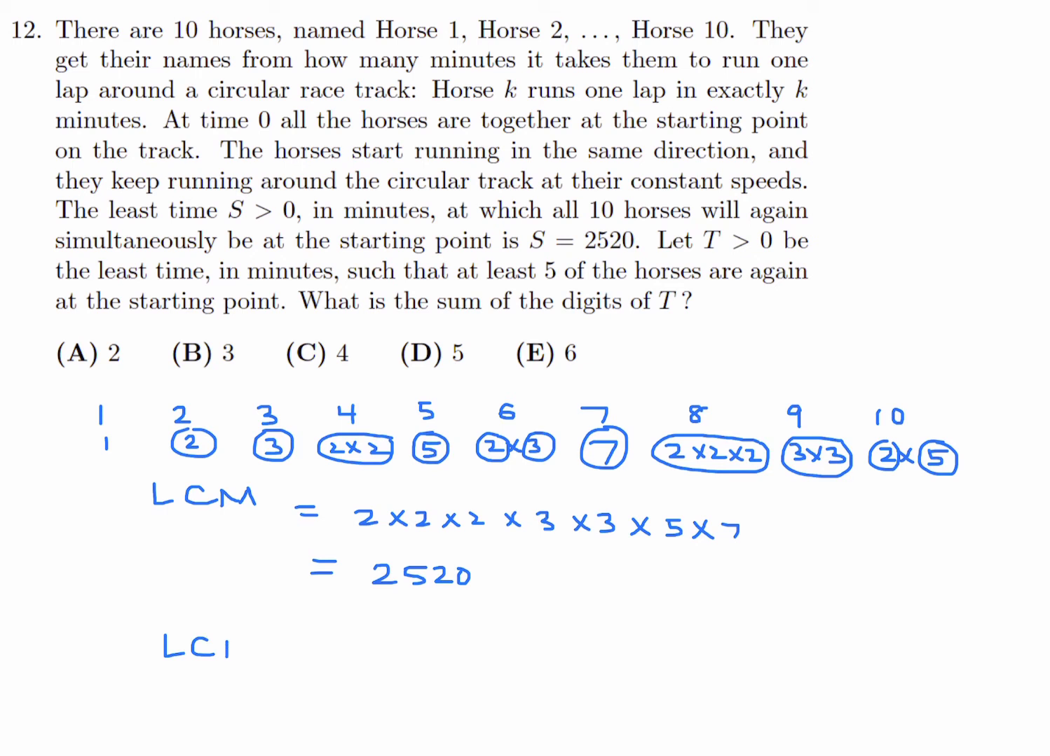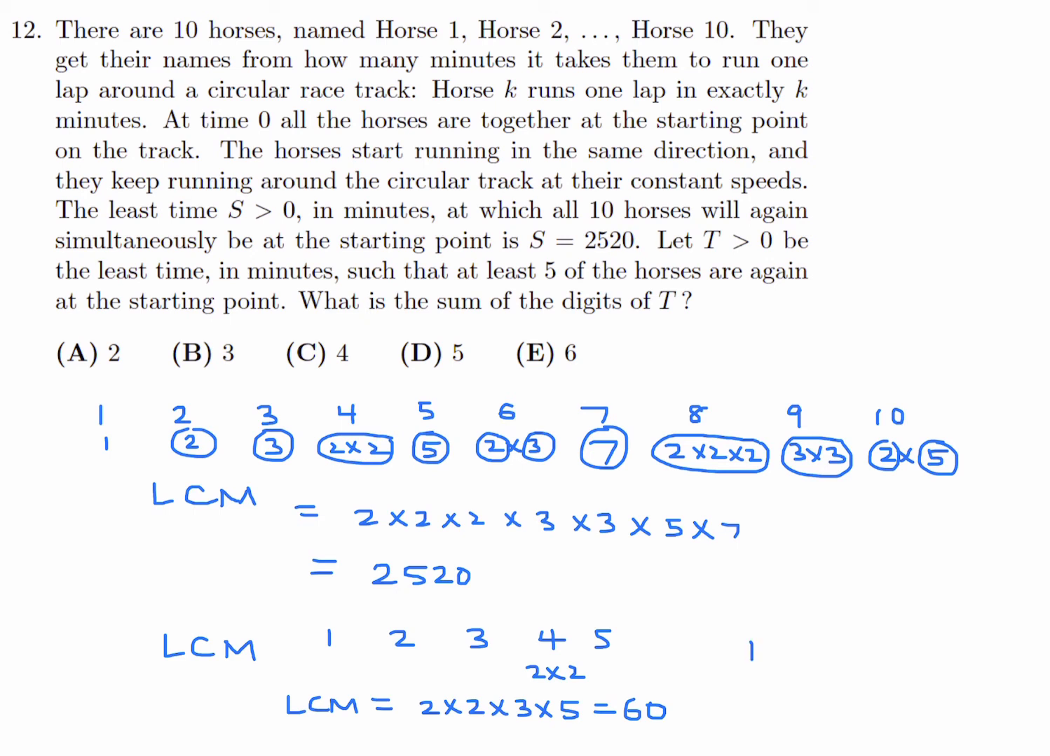Now we have to find the LCM of when 5 of the horses are again back at the track. So we only have to do it for 5. So let's try it for horse number 1, 2, 3, 4, 5. Those first 5 horses, let's see what we get. That LCM looks like it will be 2 times 2 times 3 times 5. And that is 60. But they want us to figure out the least time.